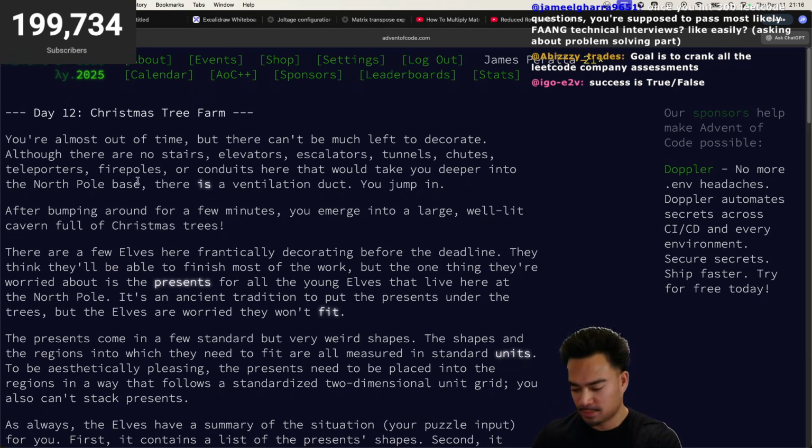Christmas Tree Farm. You're almost out of time, but there can't be much left to decorate. Although there are no stairs, elevators, escalators, tunnels, chutes, teleporters, fire poles, or conduits here that would take you deeper into the North Pole base, there is a ventilation duct you jumped in. After bumping around for a few minutes, you emerge into a large, well-lit cavern full of Christmas trees.